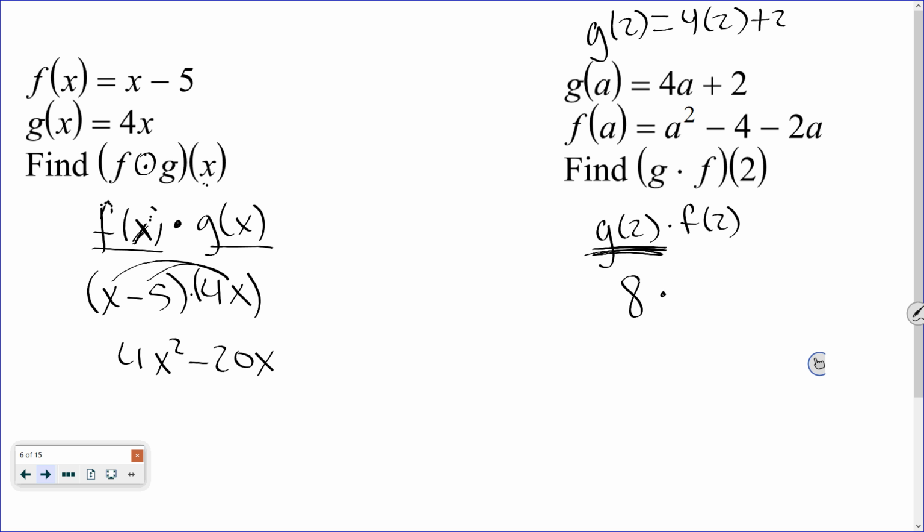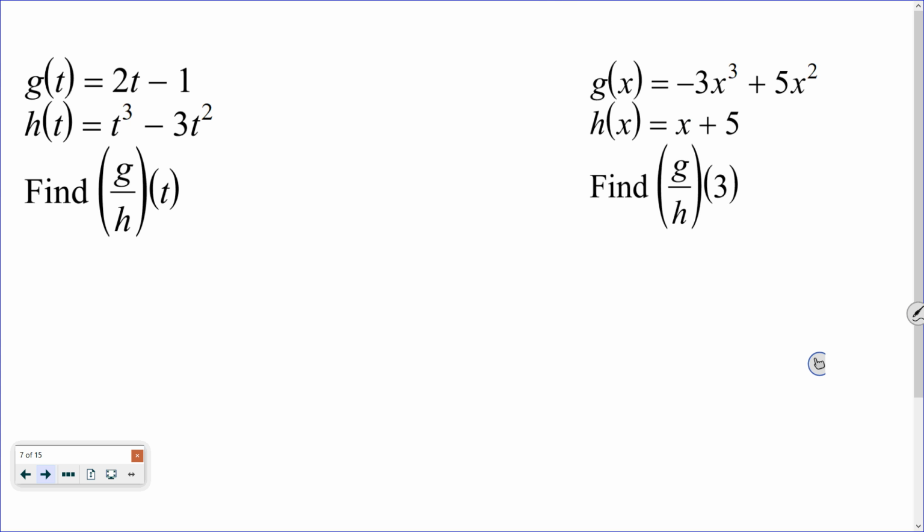Okay, then we're going to do f of 2. So we're going to plug in 2 into f. So that would be 2 squared minus 4 minus 2 times 2. So we'll see 2 squared is 4. 4 minus 4 is 0. 0 minus 4 is negative 4. So this one comes out to be negative 4. And now we just multiply them together. 8 times negative 4 is negative 32. So again, find out what g of 2 is, find out what f of 2 is, and then because it's multiplication, we just multiply them together.